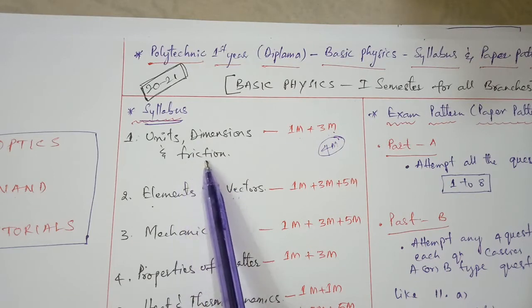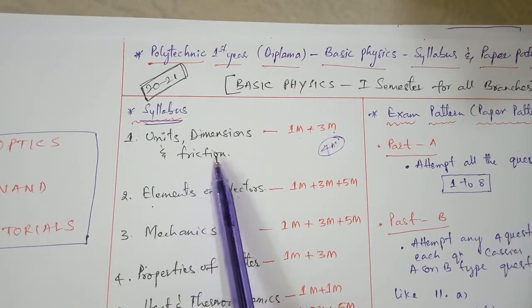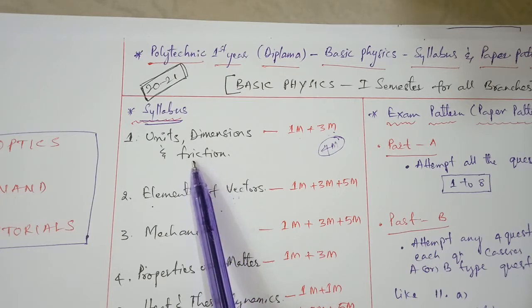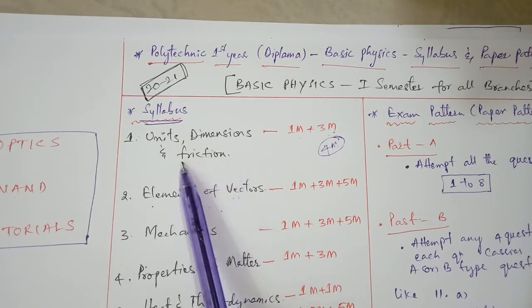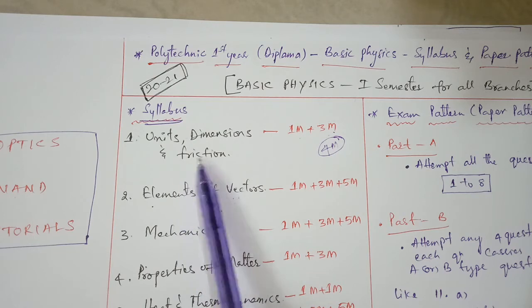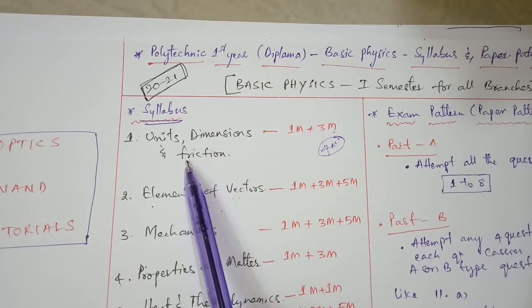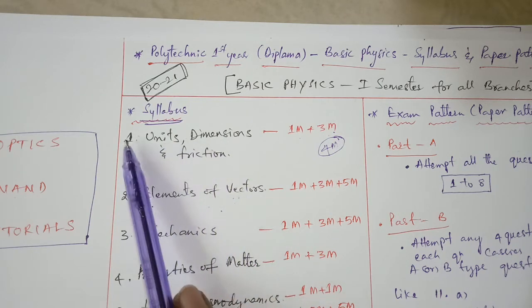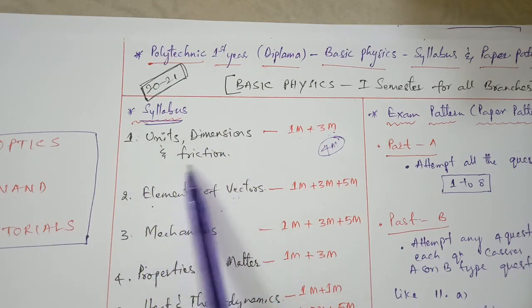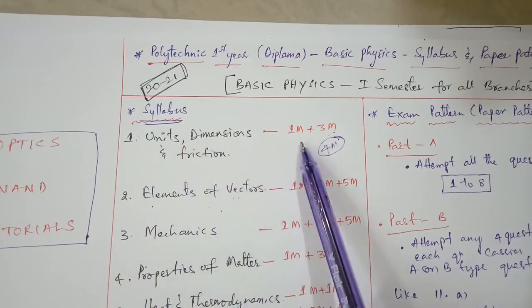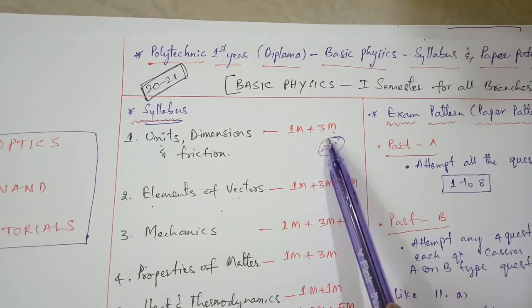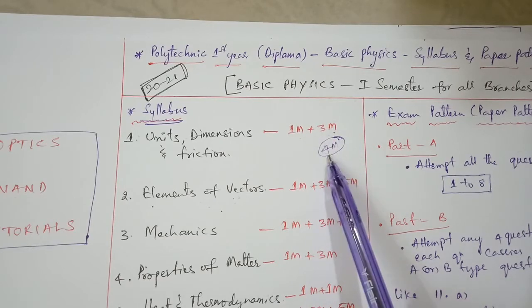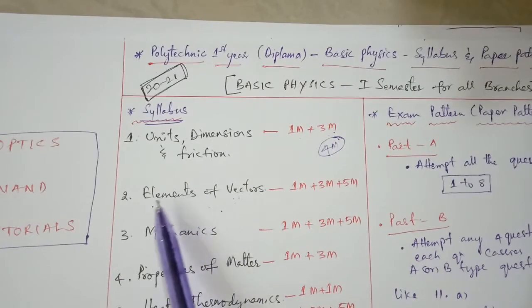And in friction, what is friction, what are the types of friction, what are the methods of reducing friction, what are the laws of rolling friction, what is a land roller, and angle of friction, angle of repose. Regarding all these topics we will see in units, dimensions and friction. From these, a 1 mark question and a 3 marks question will appear. Weightage is 4 marks, okay.